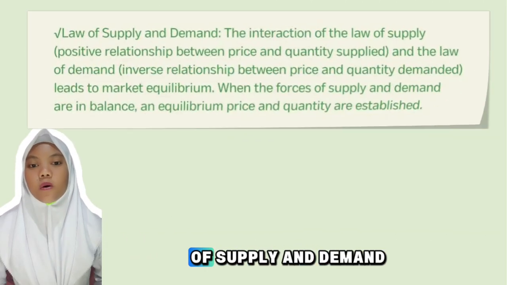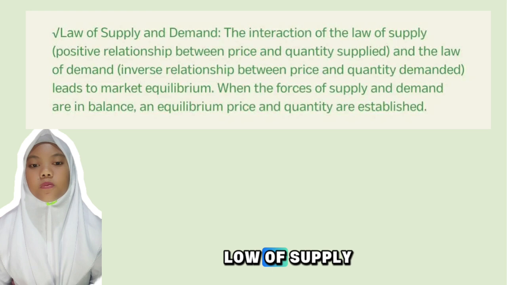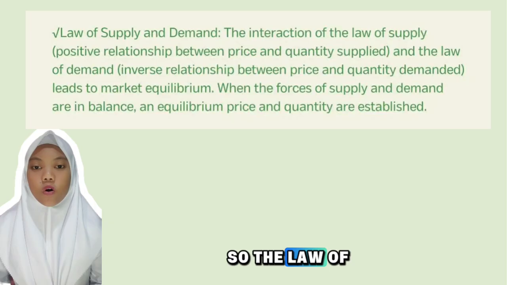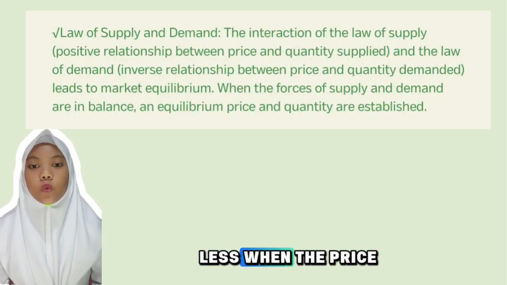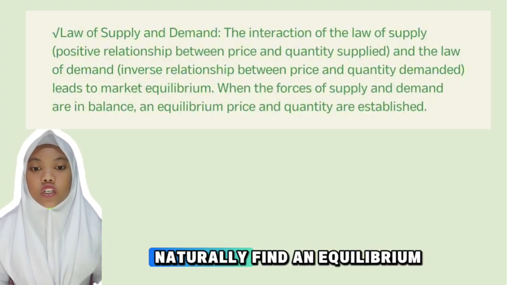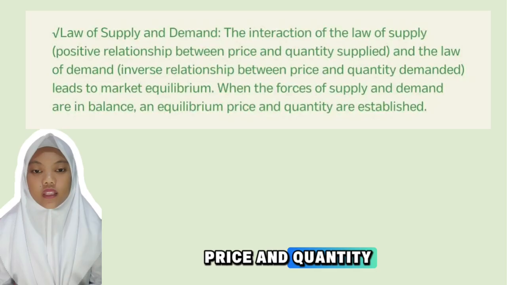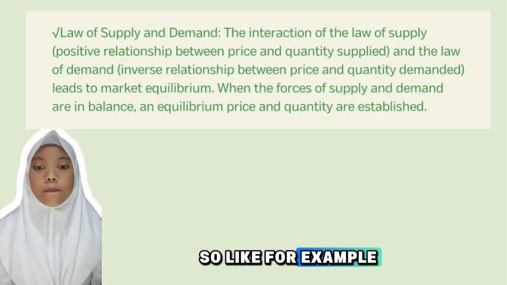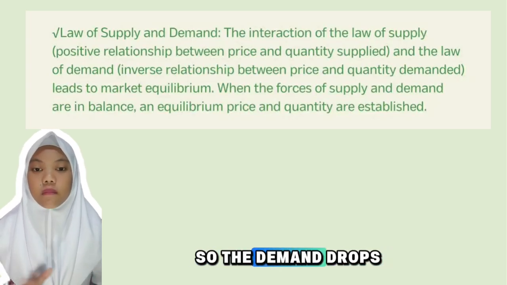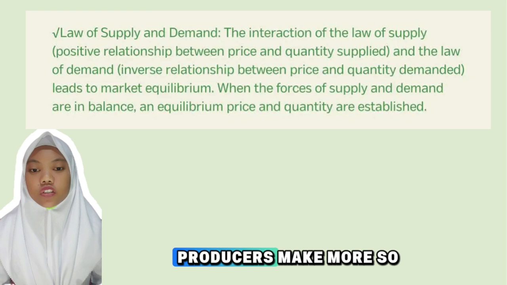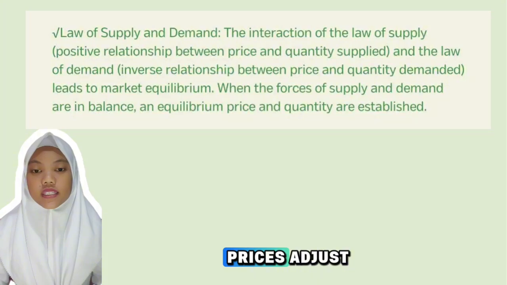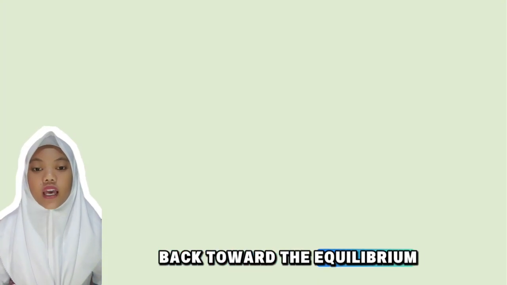The second is the law of supply and demand. The law of supply says producers supply more when the price is higher. The law of demand says consumers buy less when the price is higher. When these two interact, the market naturally finds an equilibrium price and quantity. For example, if gasoline prices rise, people drive less, so the demand drops, and producers make more, so the supply rises. Eventually, prices adjust back toward the equilibrium.